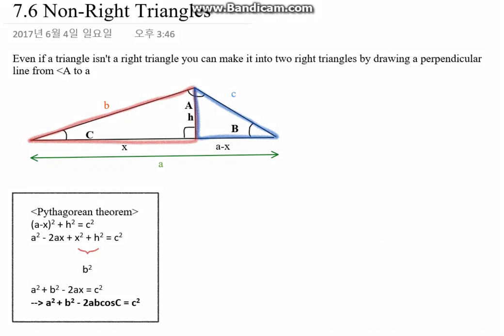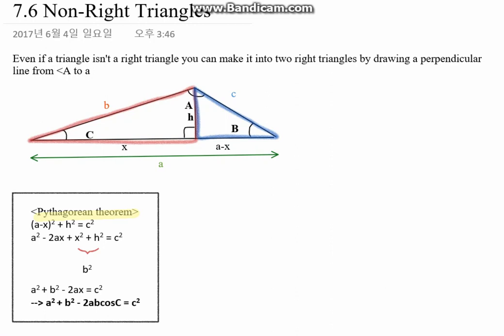Even if a triangle isn't a right triangle, you can make it into two right triangles by drawing a perpendicular line from angle A to side A, basically from here to here, called H. Now we're going to see when we use this. We're going to use it with the Pythagorean Theorem.